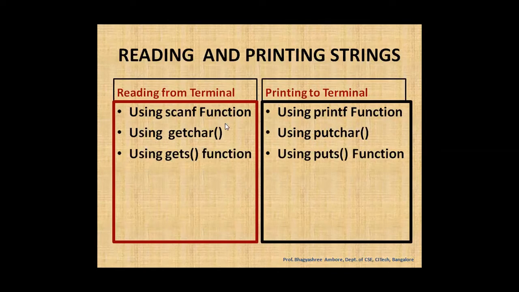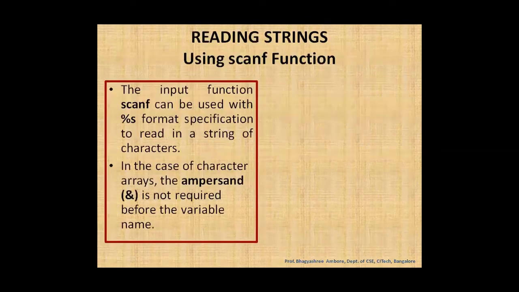We'll start with reading from the terminal. One by one, we'll see with examples. The first one, the scanf function. Whenever you want to read a string, you have to use the format specifier %s. Just as for integer, we use %d. For character, we use %c, a single character. For float, we use %f.